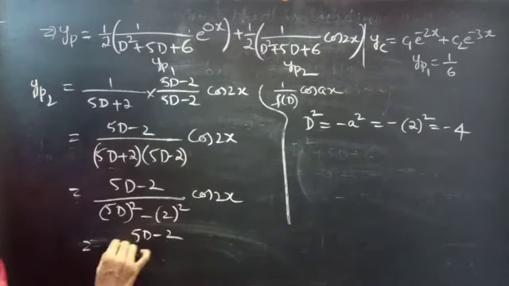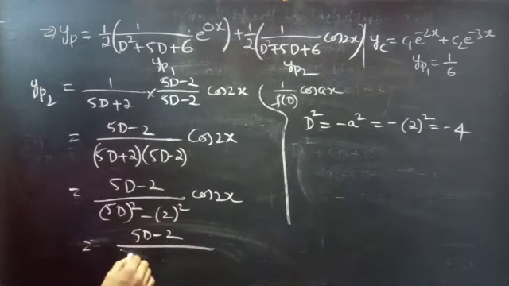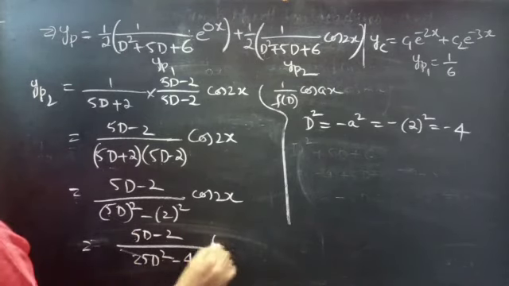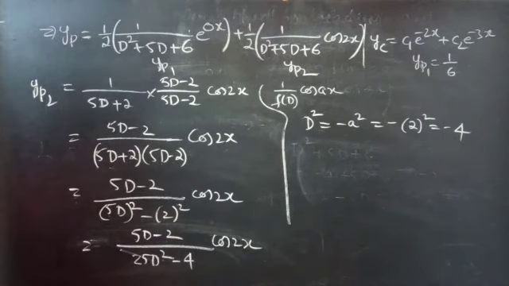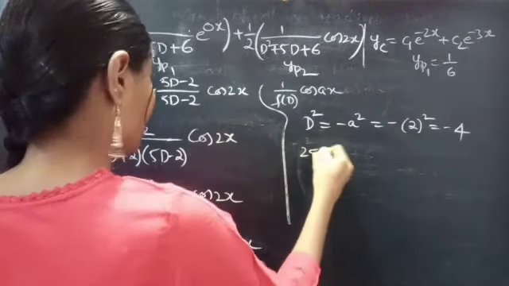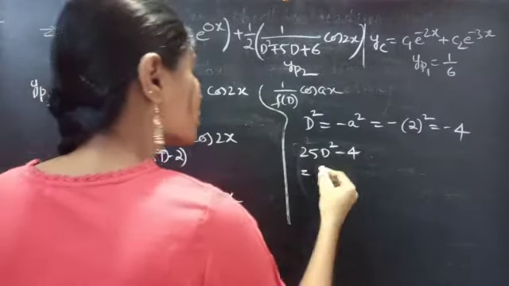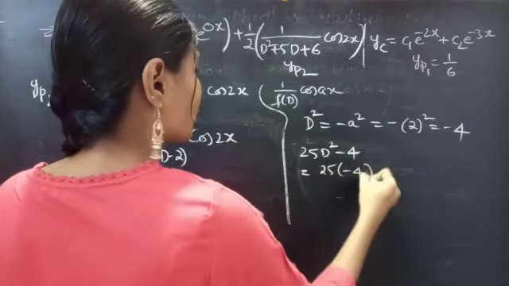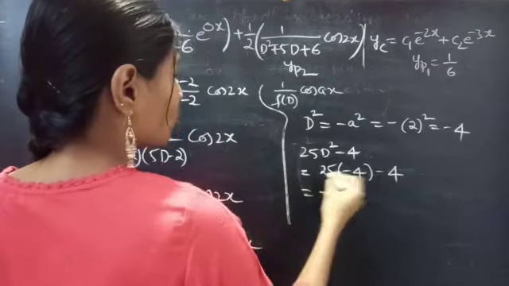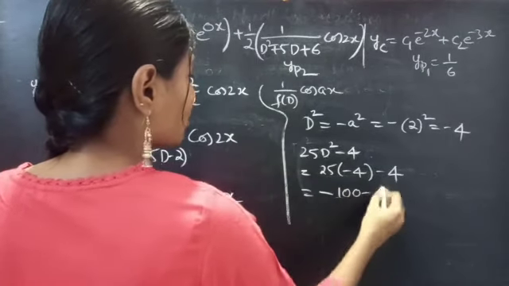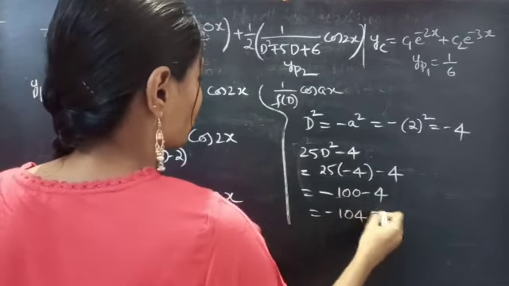We can write (5D)² as 25D², since 5² is 25, D² minus 2², which is 4, into cos 2x. Here D² appears again, so we'll check the denominator. Replace D² by -4, and you'll get 25 into -4, which is -100, minus 4 is -104, which is not equal to 0.